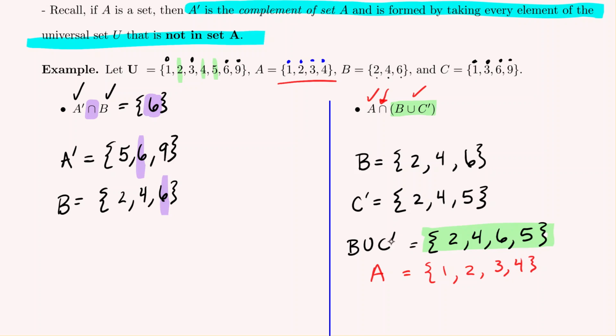So I look at B union C, first element is 2. 2 is common to both B union C complement and A. 4 is also in B union C complement, and it's also in A. 6 is in the first, but it's not in the second. 5 is in this, but it's not in this. 1 is in A, but it's not here. 3 is in A, but it's not here. So the only items that they share in common are 2 and 4. And that's what belongs to the intersection.